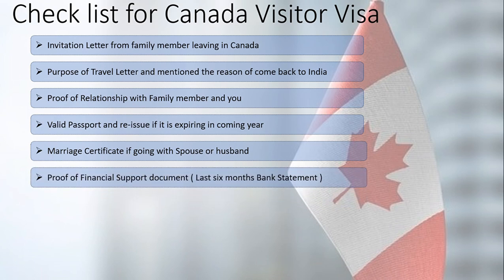Next, a very important document: proof of financial support. If you have good bank account details, it's very good, because they will have the confidence that if you go to Canada, you can bear all the costs, living cost, traveling cost, everything. This proof of financial documents also contains your last 6 months bank statement, your investments, your LIC, your share details, or your property details. It is better if you mention all the documents.